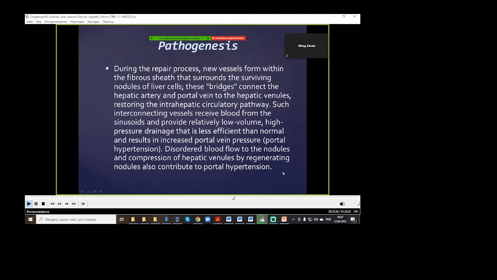Disordered blood flow to the nodules and compression of hepatic veins by regenerating nodules also contribute to portal hypertension. So it means that portal hypertension is one of the most common and one of the most general symptoms of cirrhosis.